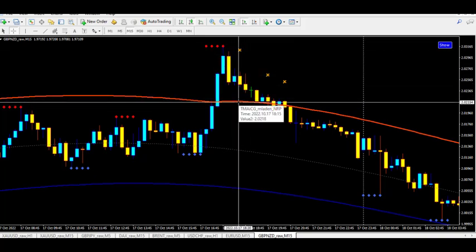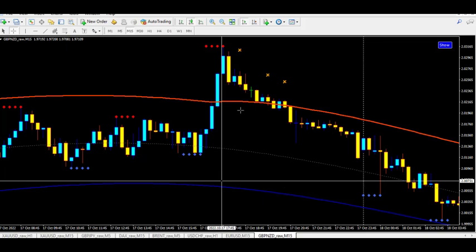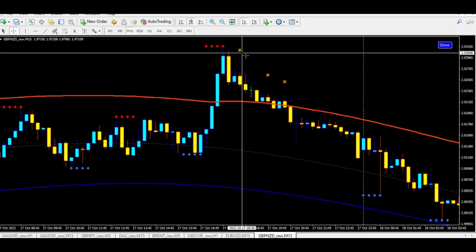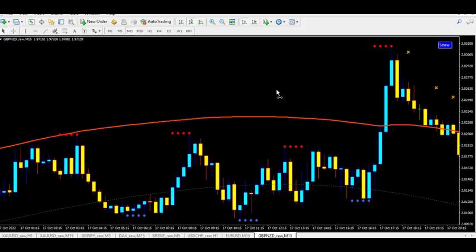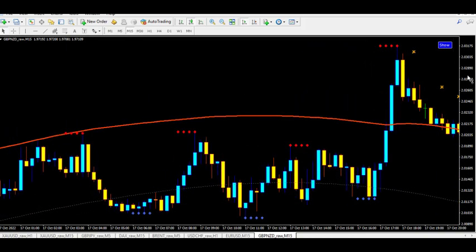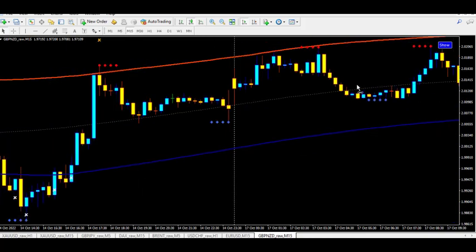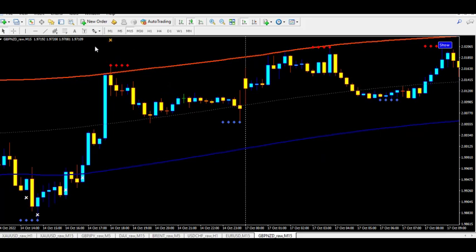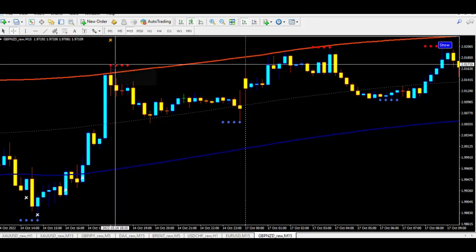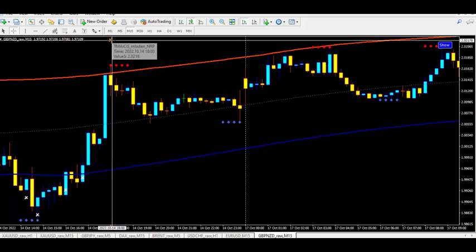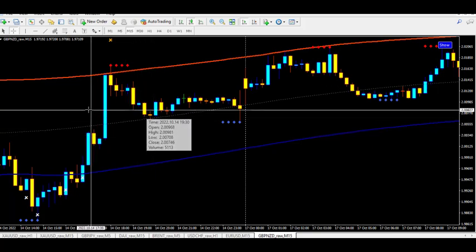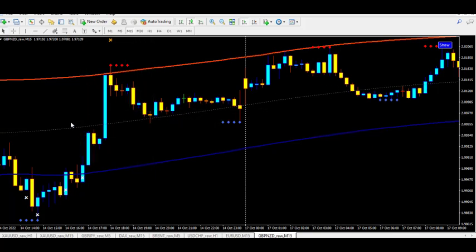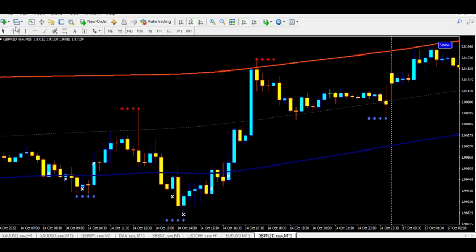The TMA band might expand, but the star is not going to disappear, and that's why we have it in most places. And here is another good point for a sell. We have a fractal indicator, and then we have the TMA star also, and our take profit is the middle band. And here is another one also for a buy.